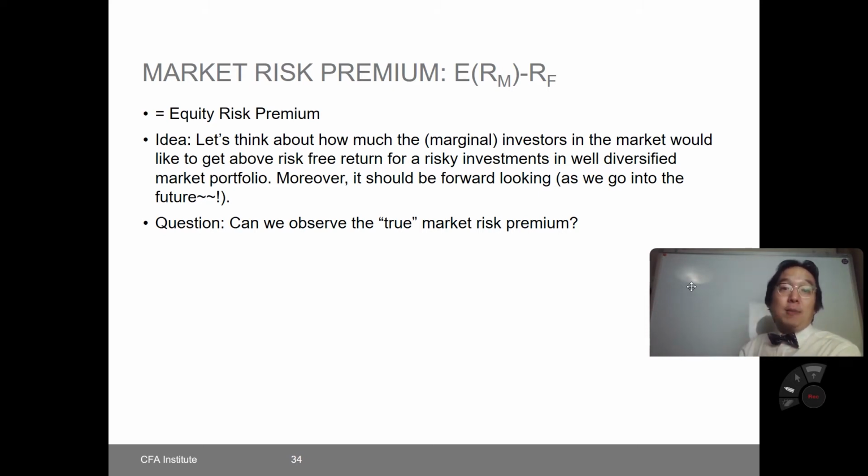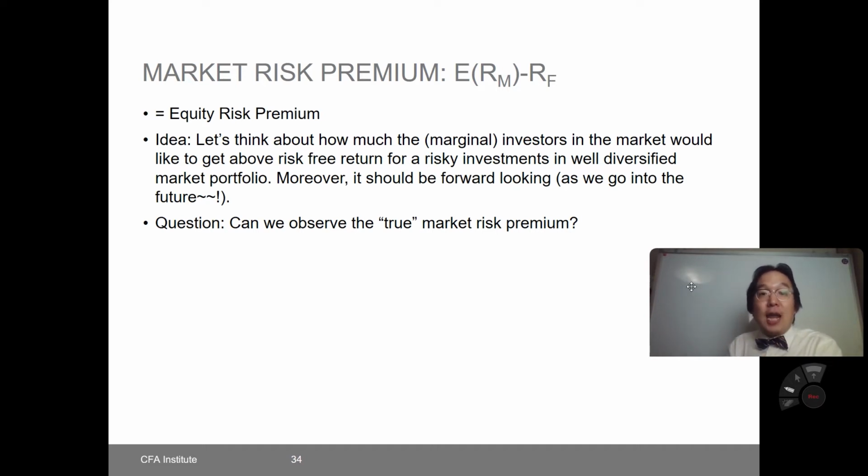The idea is to think about how much the marginal investors in the market would like to get above the risk-free return for a risky investment in a well-diversified market portfolio. Moreover, it should be forward-looking as we go into the future. What do you mean forward-looking versus backward-looking? Backward-looking is strictly based on history, okay? If you use these backward-looking numbers, you are assuming the future will be the same as the history, okay? But forward-looking means something more advanced, more up to date, and reflecting today's market investors' risk aversion, right?